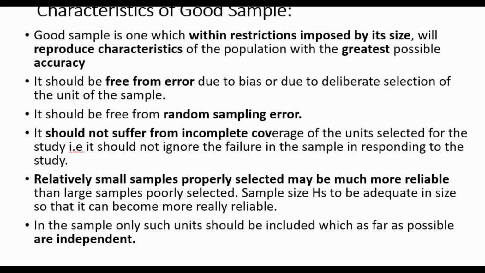Characteristics of good sampling. A good sample is one which, within the restrictions imposed by its size, will reproduce the characteristics of the population with the greatest possible accuracy. So it should be the same as the population, and it should be free from error. It should not have any kind of error or bias from selection problems. It should be free from random sampling error; when randomly selecting the samples, error should be minimized.